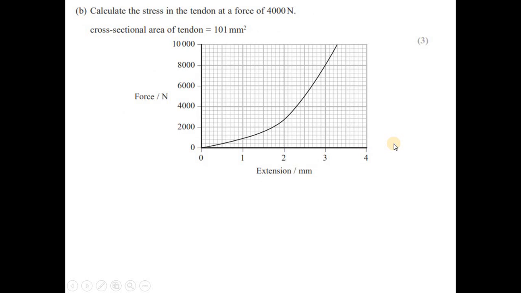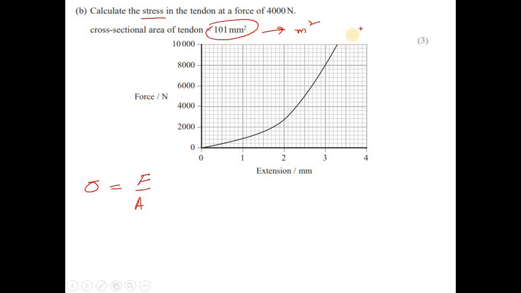Part B, calculate the stress in the tendon at force 4000 Newton. Cross-sectional area of the tendon is 101 millimeter square. You need to find the stress, and clearly the stress sigma is force per unit area. A straightforward question, but there's a key point you need to understand. Force is given as 4000 Newton. Area is 101, but it is not meter square. This is millimeter square. So clearly, first you need to convert this area into meter square.